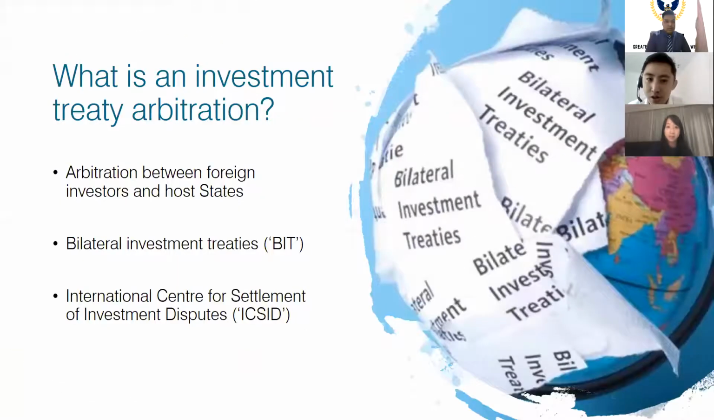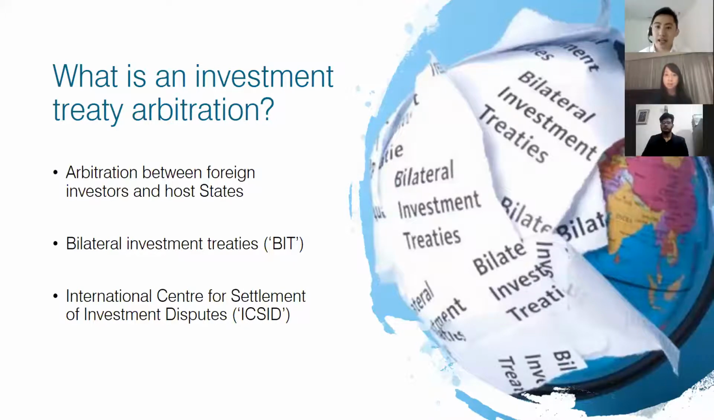Just to pitch this at a more introductory level, what is investment treaty arbitration? It is arbitration between foreign investors and host states, so a government and an investor. Typically, those arbitrations are based on what we know as a bilateral investment treaty, or BIT. The specific type of arbitration we're looking at is conducted under the rules of the International Centre for Settlement of Investment Disputes, or ICSID. That is the focus for today's presentation.